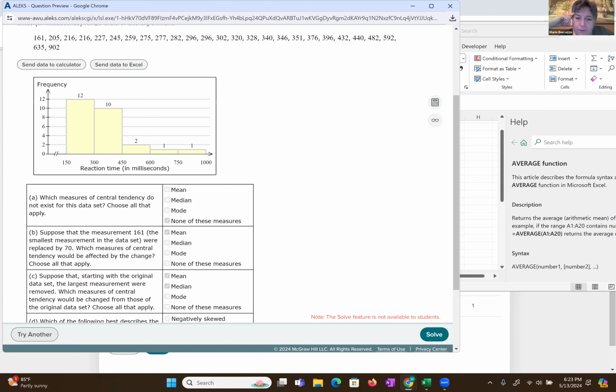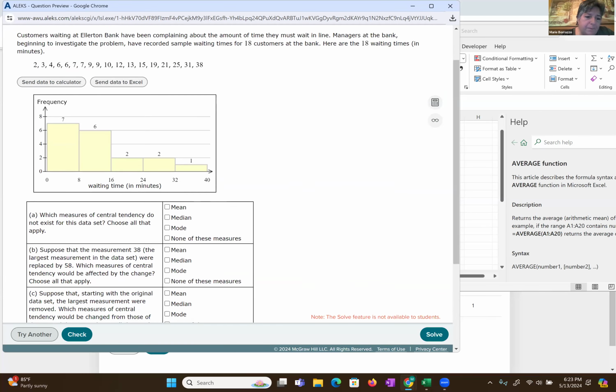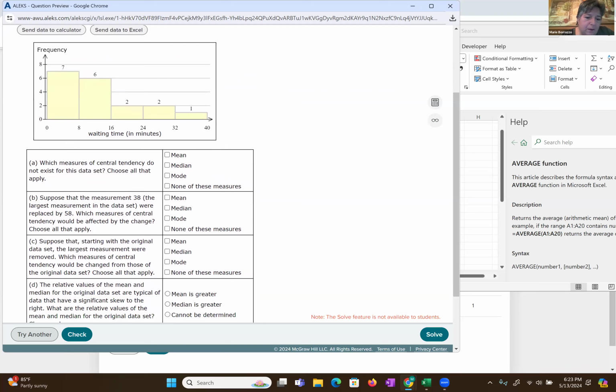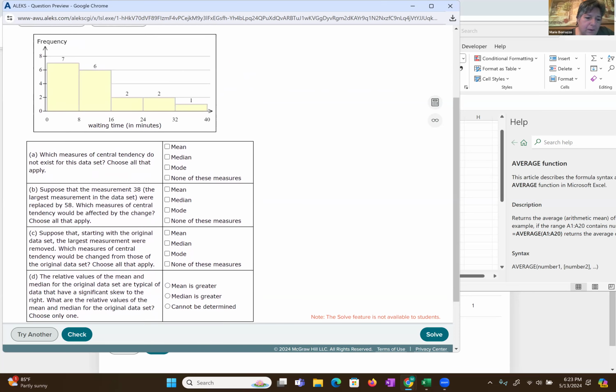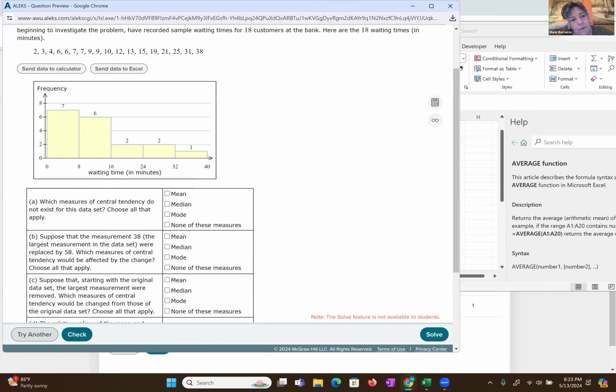Are you ready for another? Yes. All right, let's do another one. You could probably do this one yourself. This is also right skewed, positively skewed, right? And I'm going to talk to you about the mean, median, mode in a moment. So in this one, you have data. I'm going to send it to Excel.